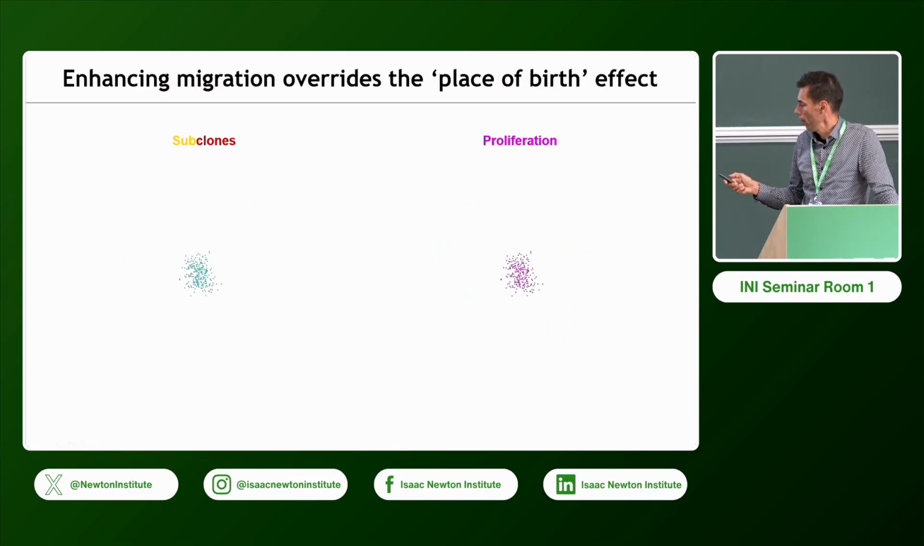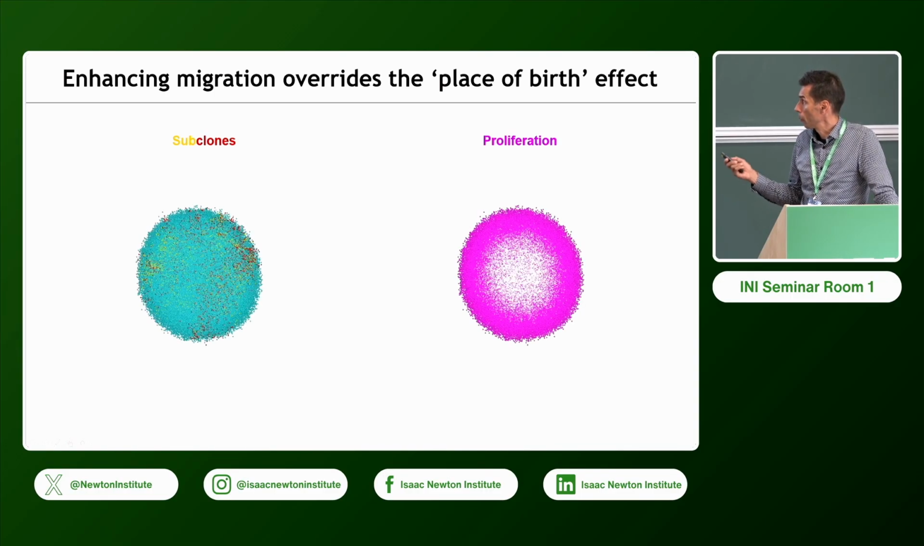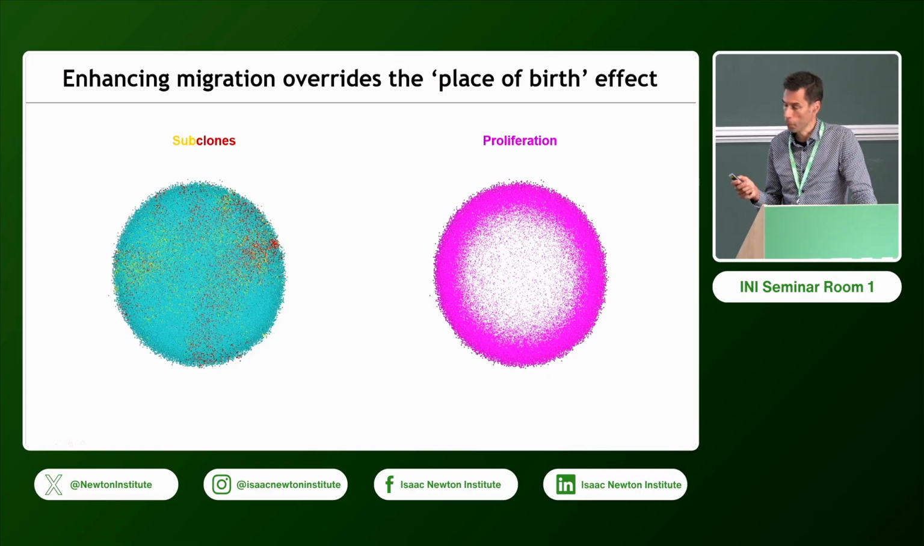So now what you see almost looks a bit more like a diffusing, gaseous system, and the unequal subclone fate that you saw, with the subclones in the centre not proliferating and the ones around the outside proliferating effectively, is rather lost. The subclones become much more diffuse, and there's much less suppression of proliferation in the centre, telling us that enhancing migration overrides this place of birth effect.